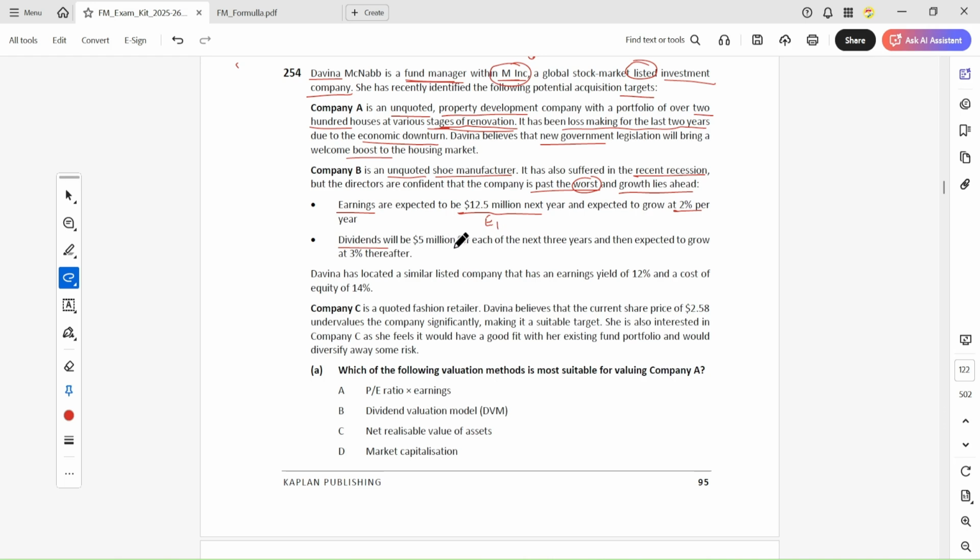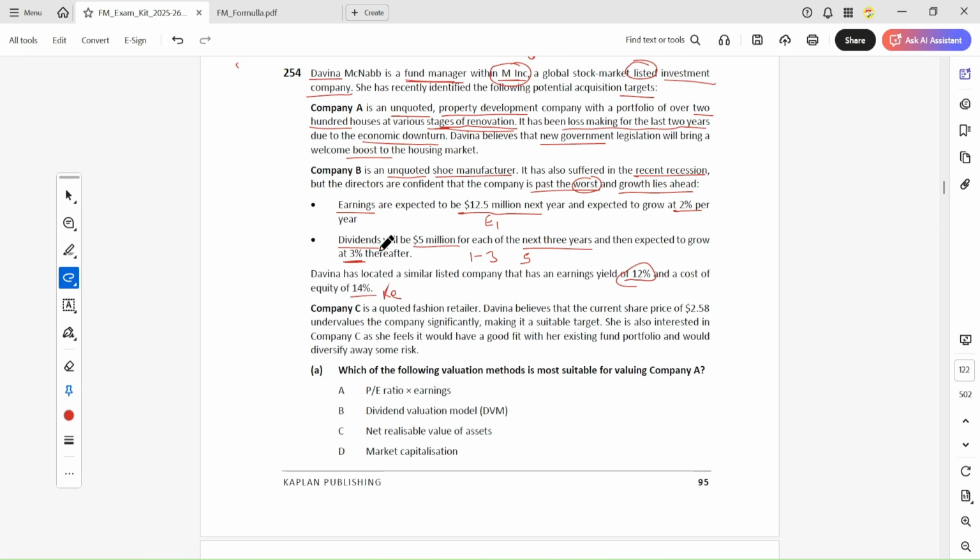Dividend will be this for the next 3 years. So for years 1, 2, 3 we have the dividend. How much will we have? The dividend of 5, and this will grow at 3%. Okay, so Davina has located a similar listed company that has an earning yield. This is the earning yield, and the cost of equity is this.